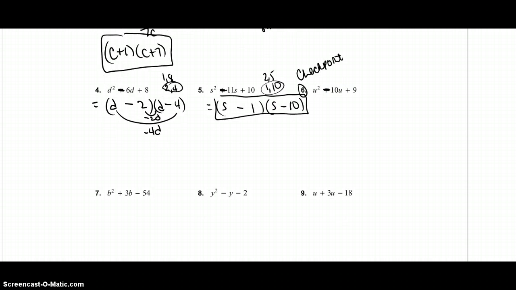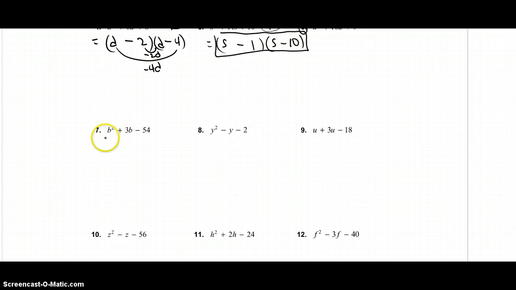And let's move down a row. Number 7, B times B. This time we need a negative 54. Okay, what times what is 54? Besides 1 and 54, the other one that I think of automatically is 6 times 9. We could also do 2 and 27, but which one of these combinations is going to give us a 3?